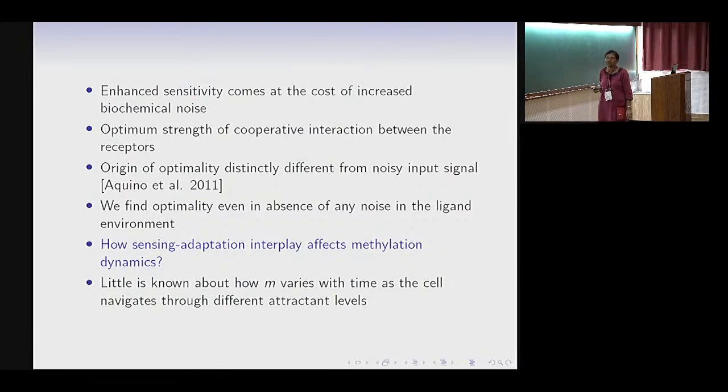But we are finding an optimality whose origin is completely different. Notice that here in our model, we did not consider a noisy ligand environment. Even then, we are finding an optimality which is coming from the interplay between the two modules of the signaling network. Next, we want to ask how the sensing adaptation interplay affects the methylation dynamics.